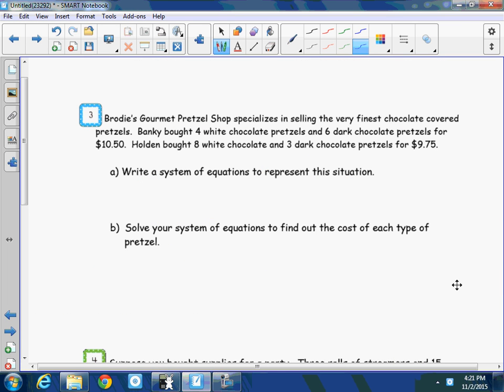All right, so for number 3, Brody's Gourmet Pretzel Shop specializes in selling the very finest chocolate-covered pretzels. Banky bought 4 white chocolate pretzels and 6 dark chocolate. So that's my x. X would be white. And then y would be dark. So 4 white, 6 dark for $10.50.